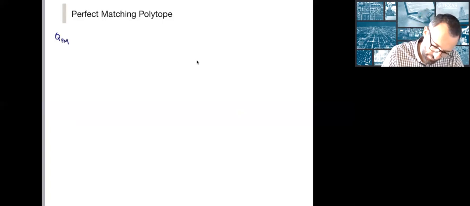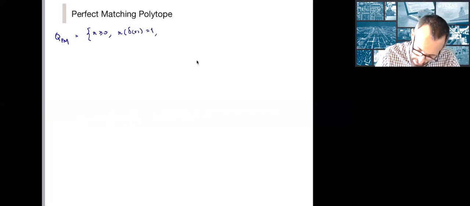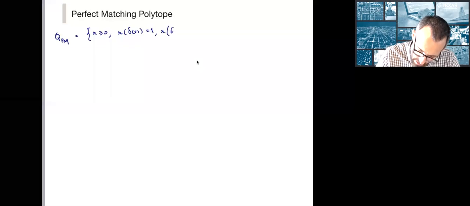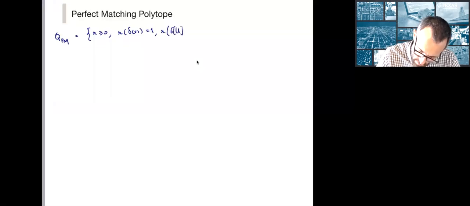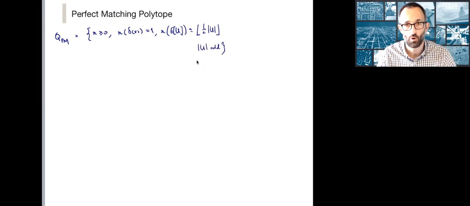Q-PM is equal to x non-negative, x of delta of v equals 1, and x of E of U less than or equal to the floor of 1/2 cardinality of U, where U is odd. So this is exactly the same as what we had before, except I just put equality here. This is natural, and what we should expect.